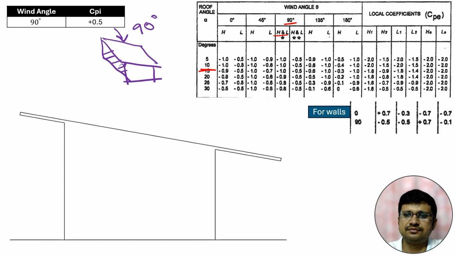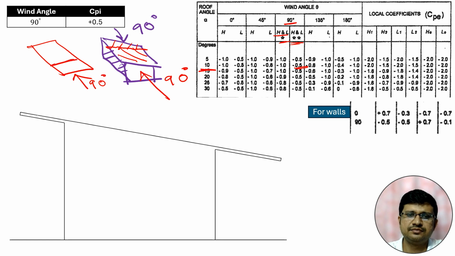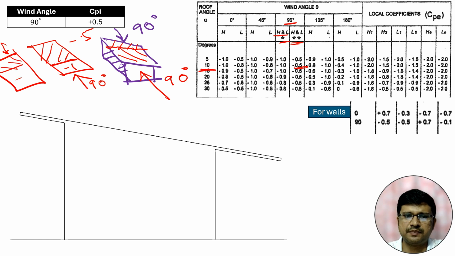So for H and L, up to some portion we will consider -1, and after that we will consider -0.5. But as I have already said repeatedly, this can be 90 degree, this can also be 90 degree, so the position can actually change. When wind comes from this direction, this will be -1, this will be -0.5. So orientation of wind angle is very important. If wind comes from the other direction, then it will be -1 and -0.5 the other way.